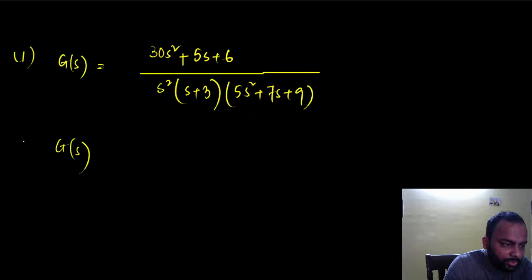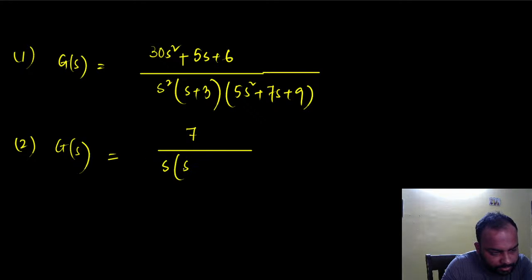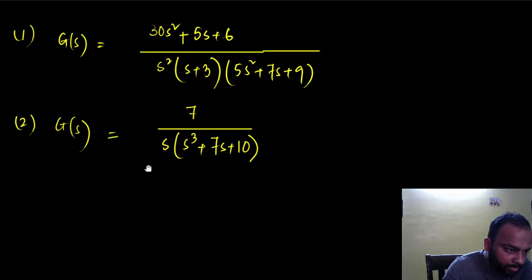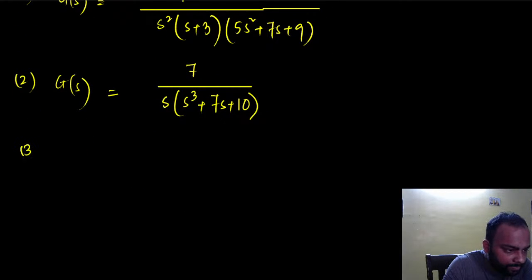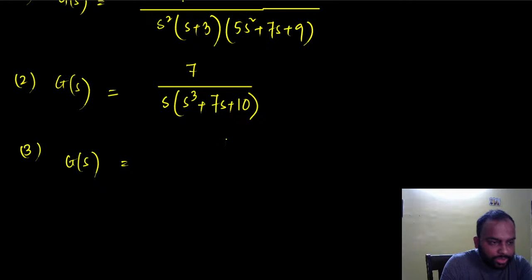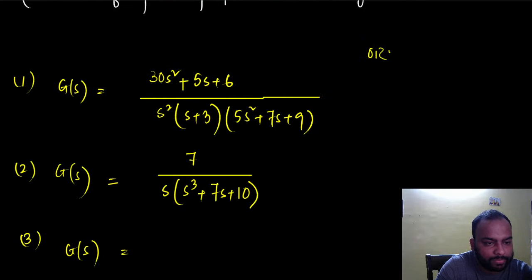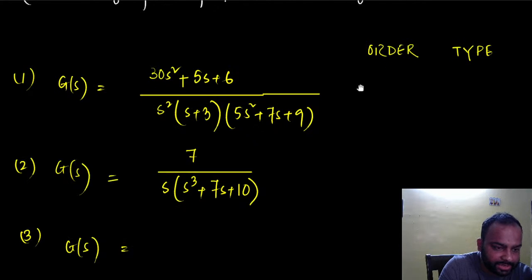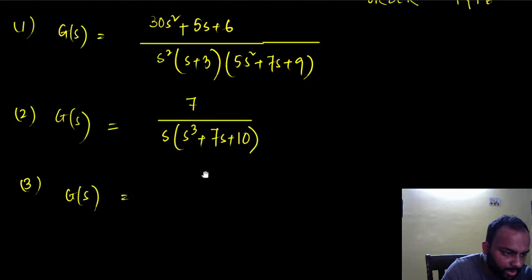So this is question number 1. This is question number 2. This is question number 3. Just write down the order and type. I want the order and type, and any comments that you might have regarding the steady state errors. Okay, all right.